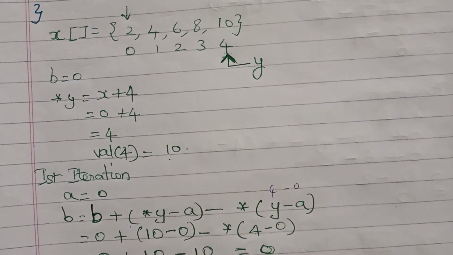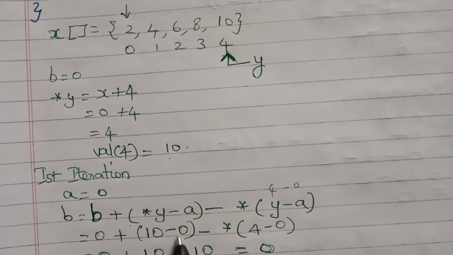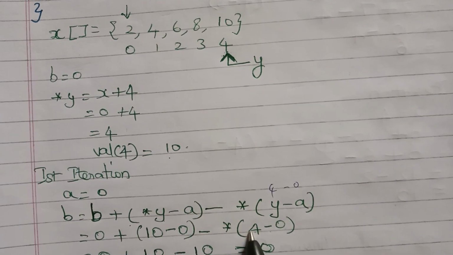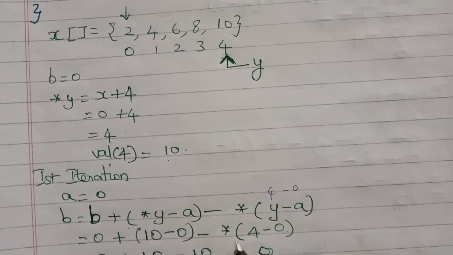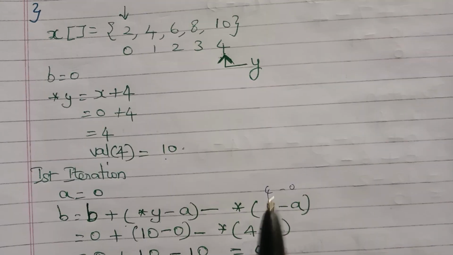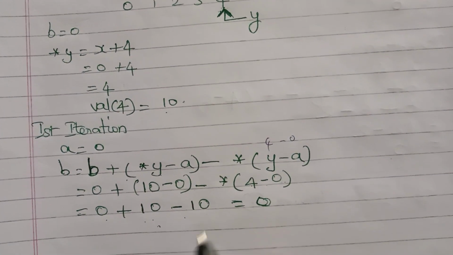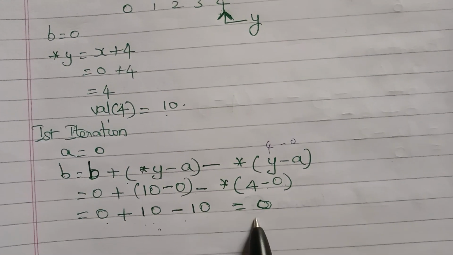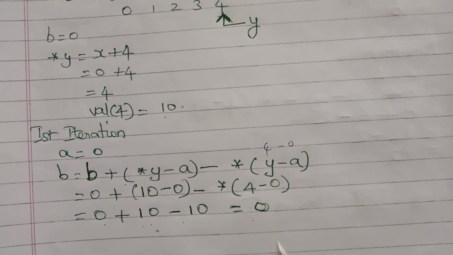So the value will be b equals 0 plus star y minus a, that is 10 minus 0, that is 10, minus star of 4 minus 0, that is star of 4, that is 10 only. So here also the value will be 10 only. So 0 plus 10 minus 10, so the value will be 0.